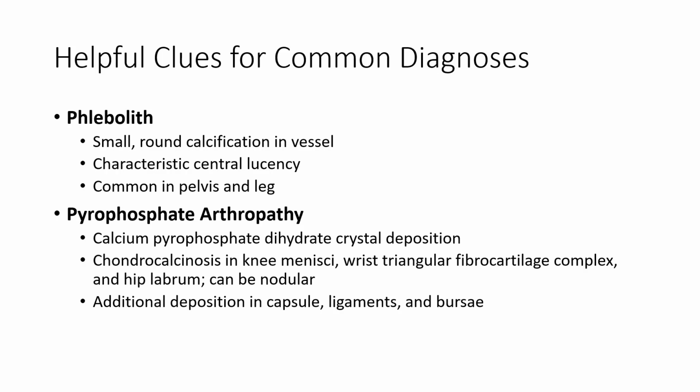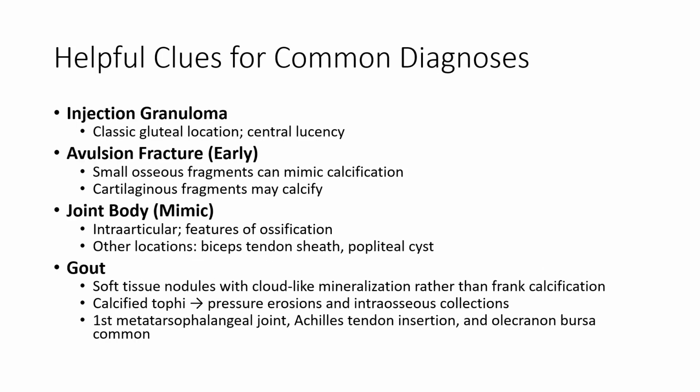Pyrophosphate arthropathy is calcium pyrophosphate dihydrate crystal deposition. Chondrocalcinosis in the knee menisci and wrist triangular fibrocartilage complex, with additional deposits in the capsule, ligaments, and bursae. Injection granuloma: classic gluteal location, central lucency.